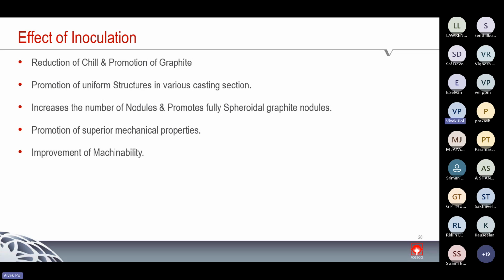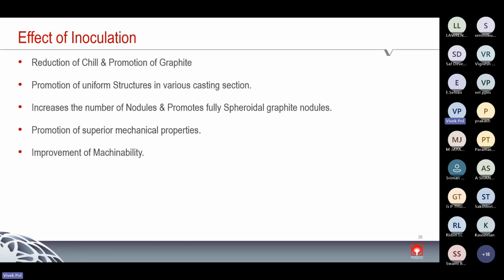Then, irrespective of various section thicknesses in a casting, a good inoculant, for example in the case of head and block type castings where there are various sections, with thicknesses varying from say 8 mm to 25-30 mm, gives similar mechanical properties at various sections. Some inoculations are very much helpful.